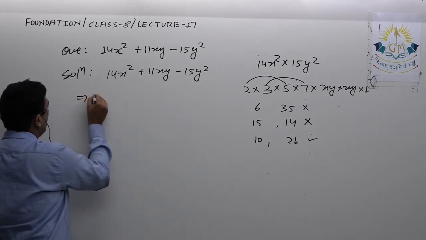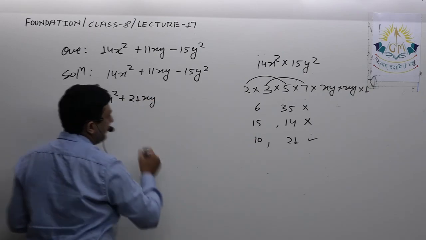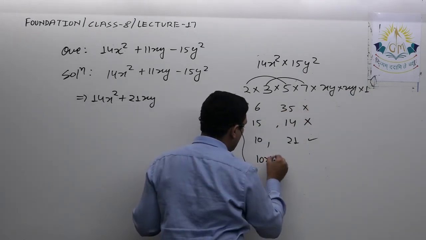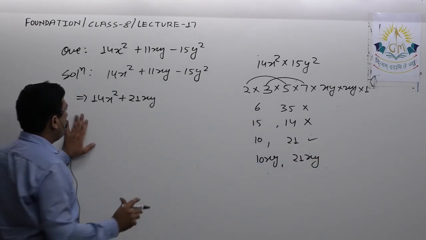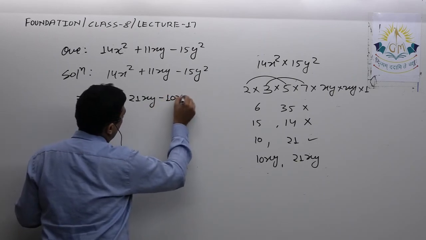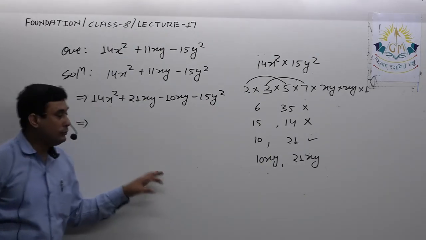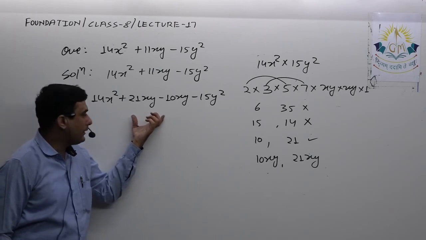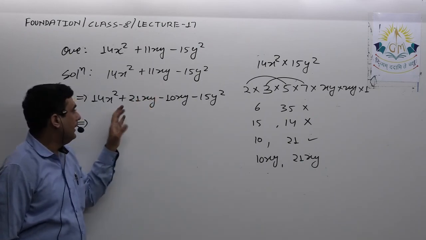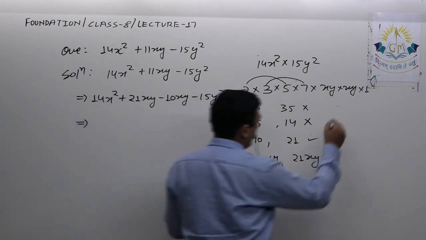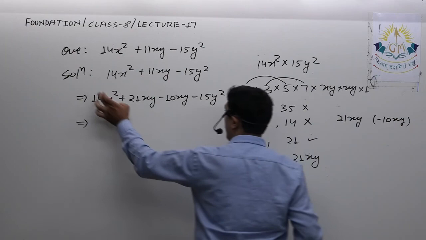Okay, so here I do write 14x square plus 21xy. Okay, because xy is also a factor, so definitely here it will be 10xy and here it will be 21xy. Okay, so 21xy minus 10xy minus 15y square. Now as I told you, before I proceed, I do check whether the difference and the product is exactly correct or not. So here the difference is 21xy minus 10xy. It is okay, 11xy. Now the product of these two, that means the product of 21xy and minus 10xy, must be equal to the product of first and last.